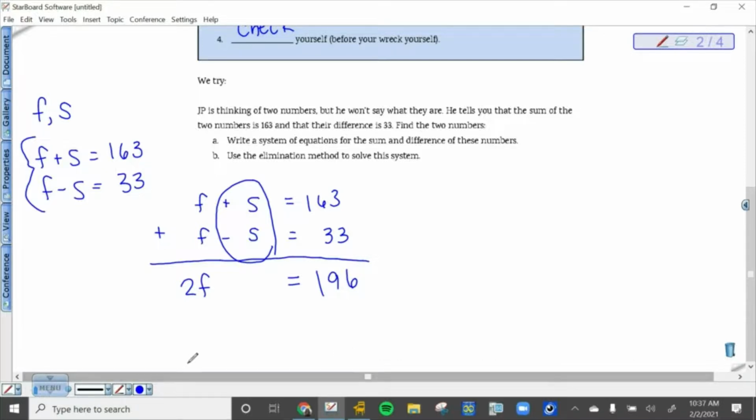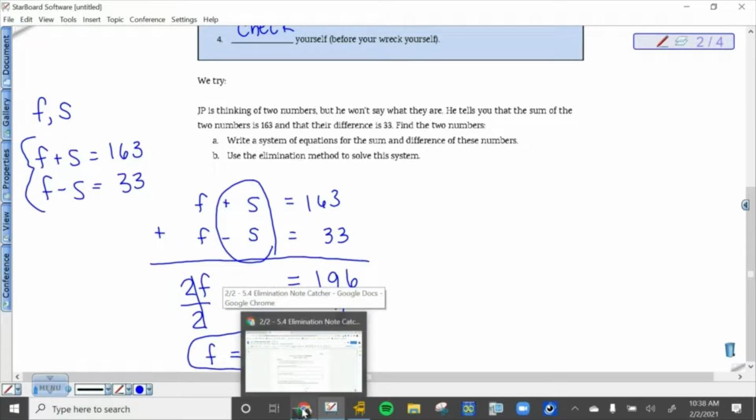Divide by what? Divide by 2. So if I divide this side by 2, I also divide this side by 2. 2F divided by 2 is just 1F. So F equals 196 over 2, 98. Okay, so F is 98.